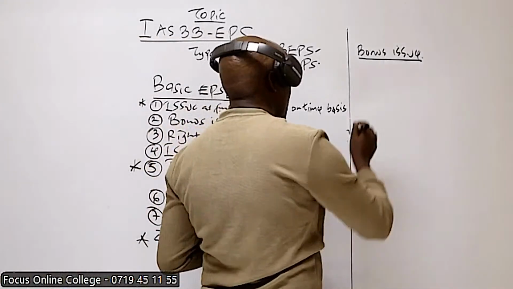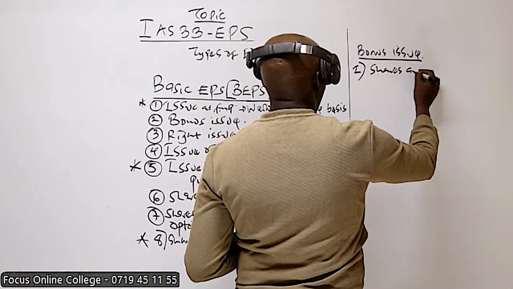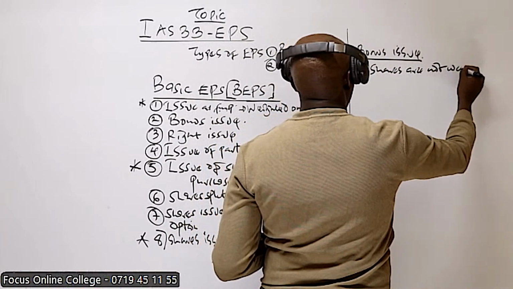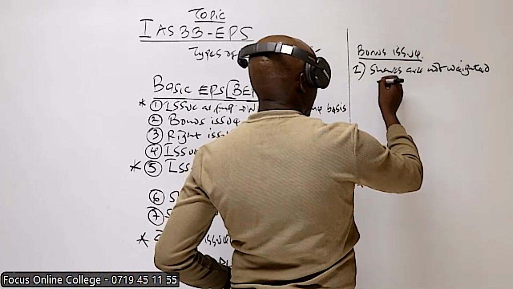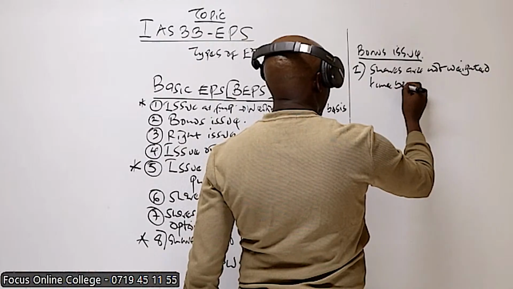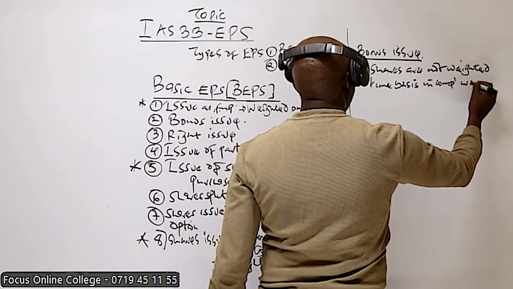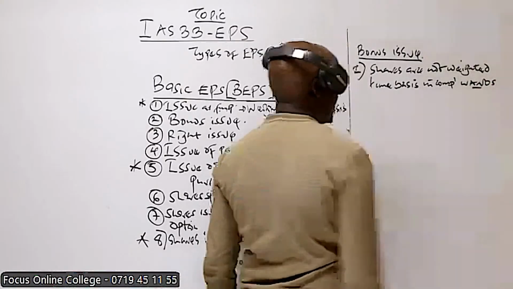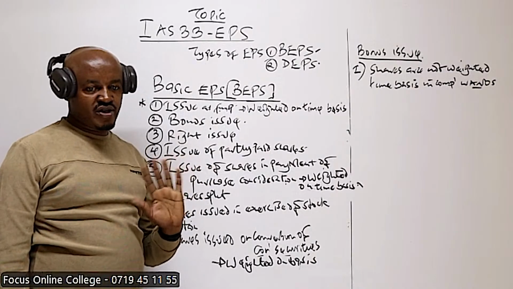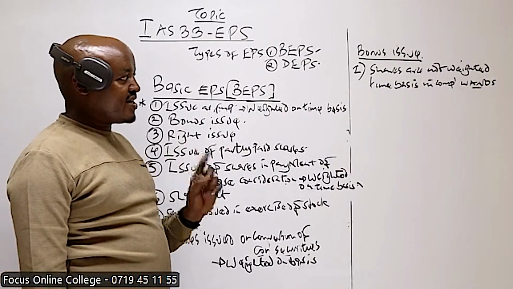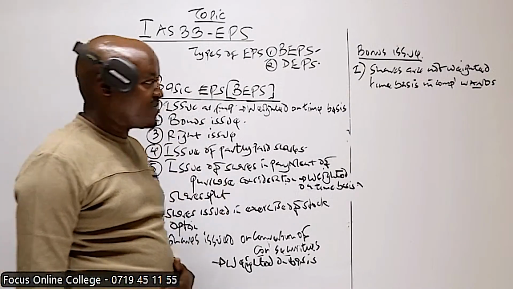Two points to note here. One, these shares are not weighted on time basis in computing the EPS. So when computing the weighted average number of ordinary shares, those shares are not supposed to be weighted on time basis. So even if they are issued, for example, 2 months, 3 months to the end of the year, never multiply them with the proportion of time.